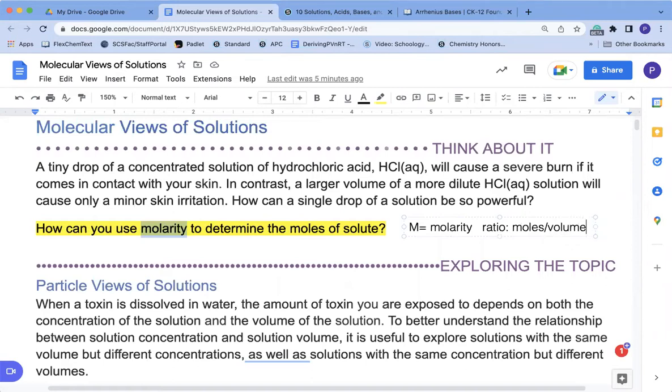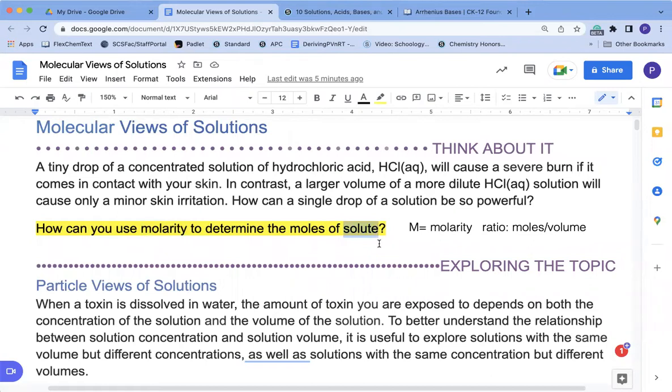Because we're chemists, we're interested in how many moles of a substance we have to react or to create in a chemical reaction. And moles are what our balanced equations tell us about. So how can we use molarity to determine the number of moles of a solute? A solute is the stuff that's dissolved in a solution. It represents the minor component of a solution.